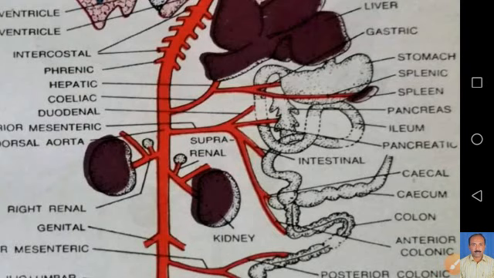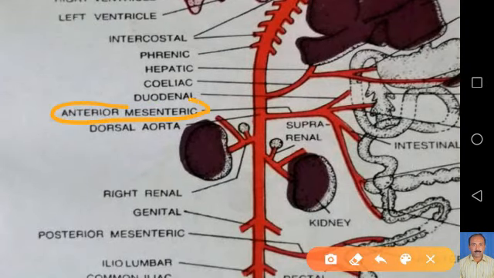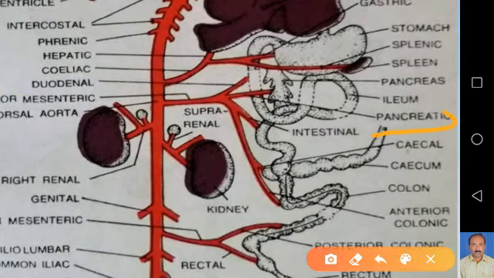Next, anterior mesenteric artery. It is a large median artery. It gives off many arteries to various organs of the alimentary canal. Duodenal artery to the duodenum, pancreatic artery to the pancreas, intestinal artery to the ileum, cecal artery to the cecum and vermiform appendix, colonic artery to the anterior part of the colon.